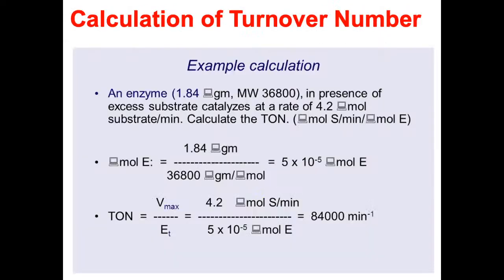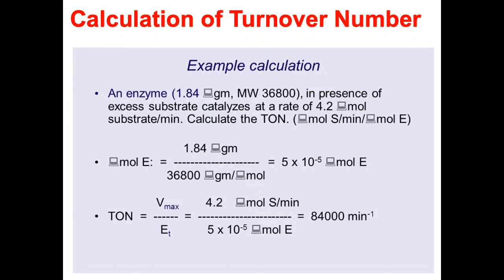So for example, an enzyme has 1.84 gram of weight and the molecular weight is 36,800. In the presence of excess substrate, it catalyzes at the rate of 4.2 mole of substrate per minute. Calculate the turnover number. So the moles of enzyme is equivalent to 1.84 gram divided by 36,800 gram per mole, so 5 into 10 to the minus 5 mole enzyme.